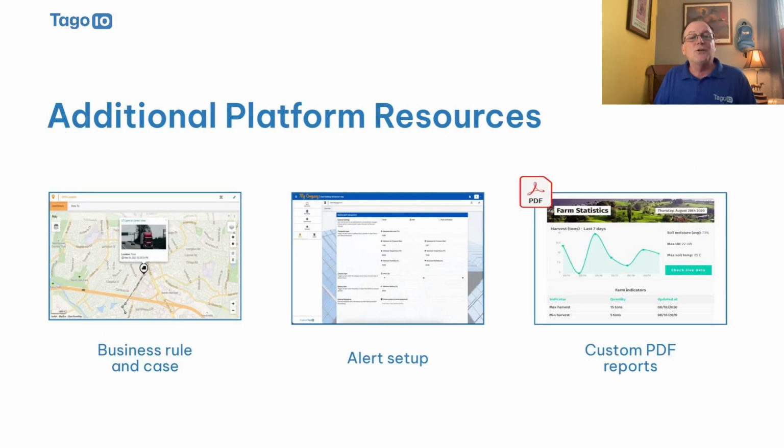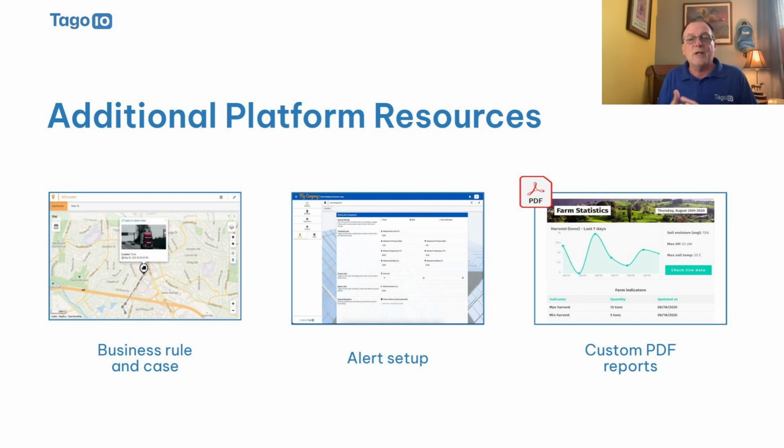When you think of additional platform resources, you see on the far left, business rule and case. In this particular case, you have a map with a pin. And in that pin, you see a picture there. What the information is going to be could be anything. It could be a picture of your equipment that the sensor is attached to. It could be a picture of an employee if you're using Tago in that way, and things like that. So it's very, very configurable.